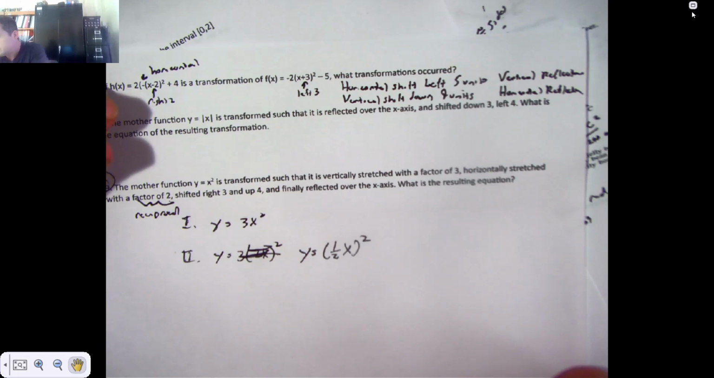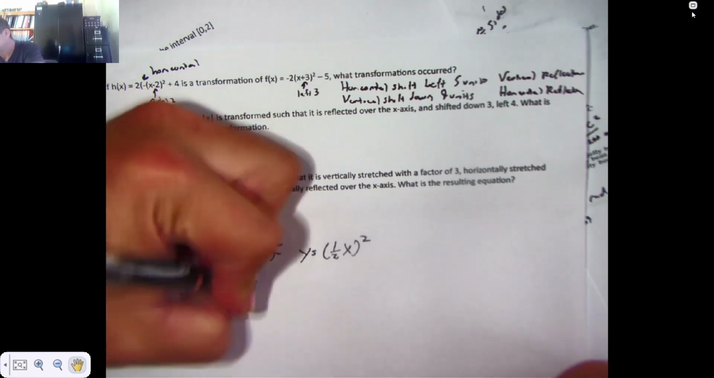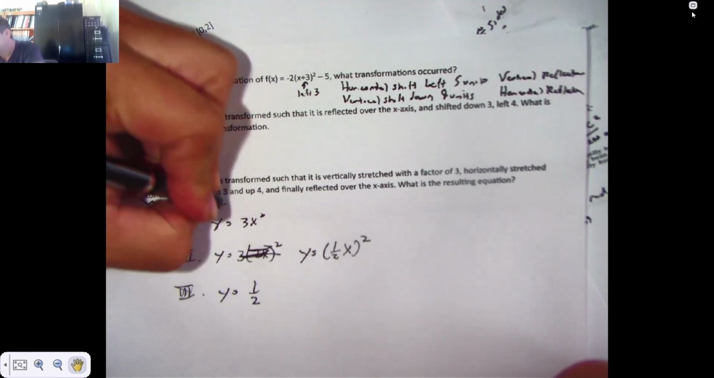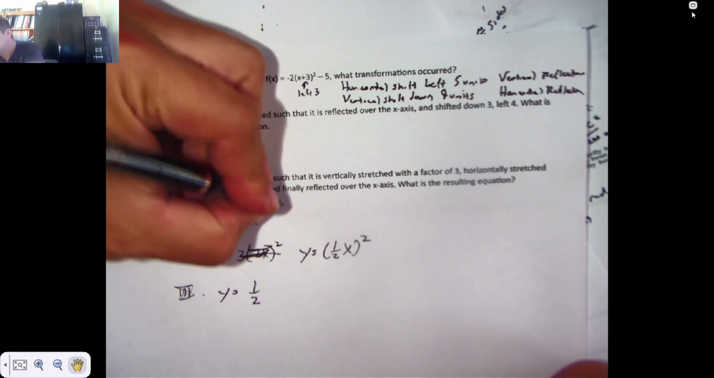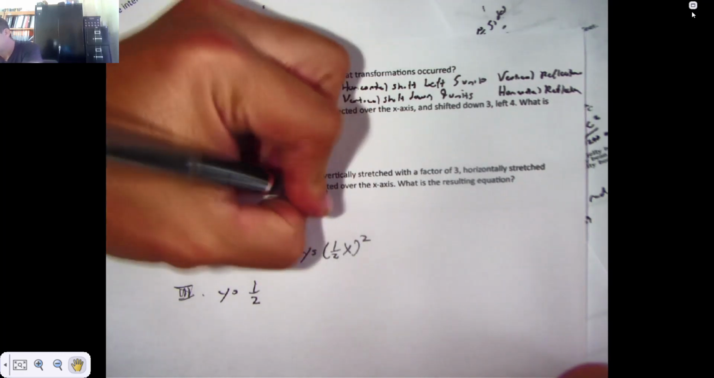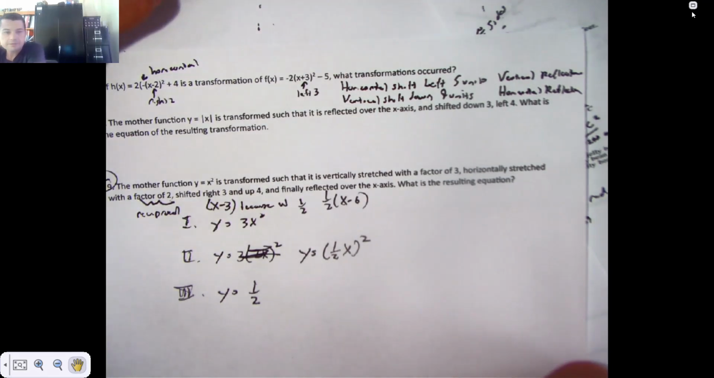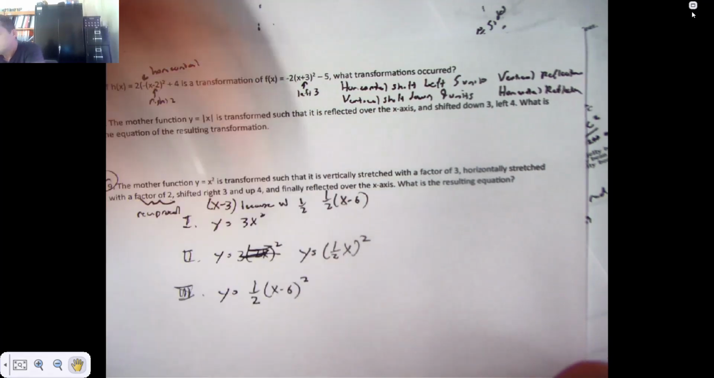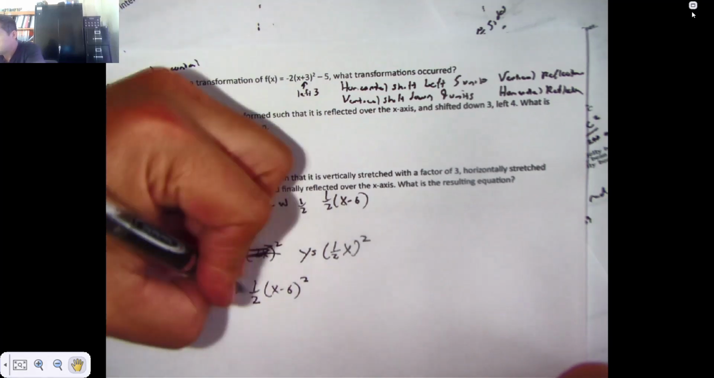Shifted right 3. Now this is going to be a little bit harder to do because that half is there. In order to shift right 3, I would normally think x minus 3. But because of the half, I have to think 1/2 x minus 6, because half of 6 is 3. So it's a little tougher. That's why I'm doing this one. So that handles the shifting right of 3. I got that 3 out there.